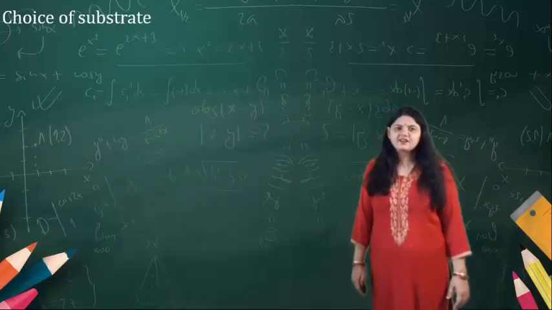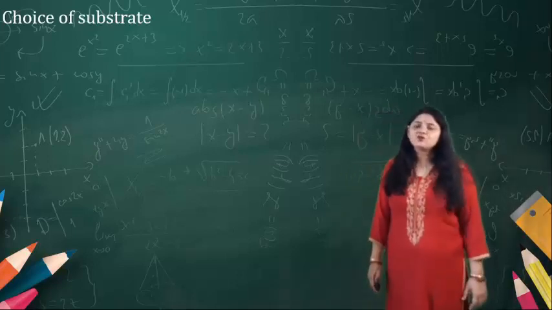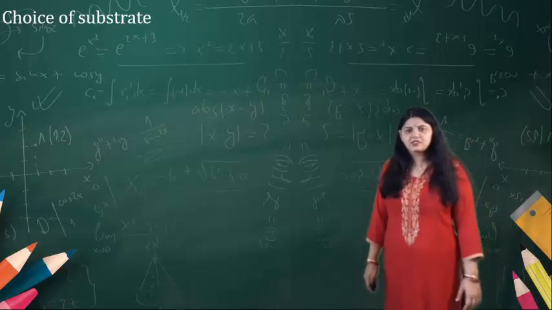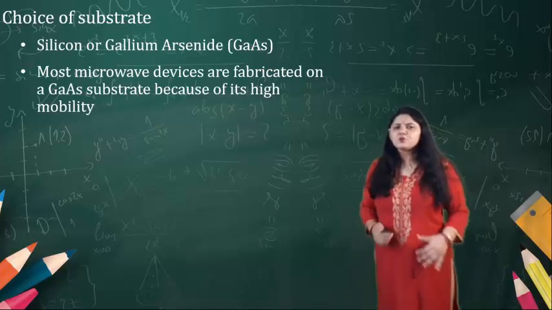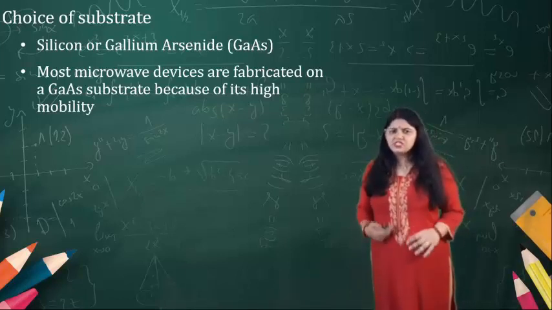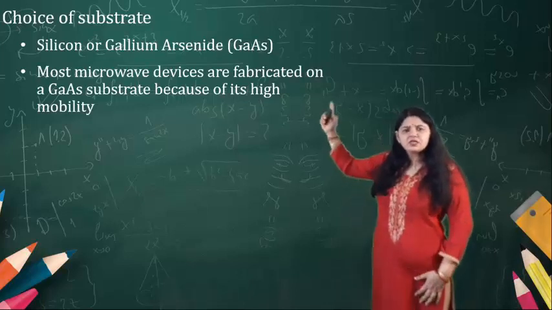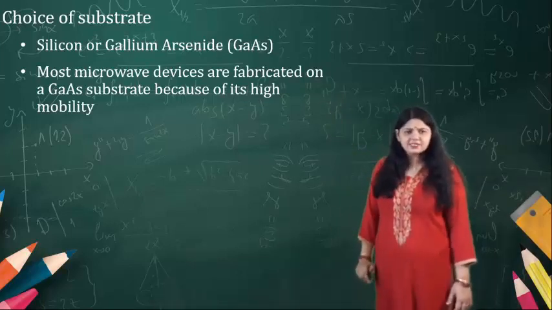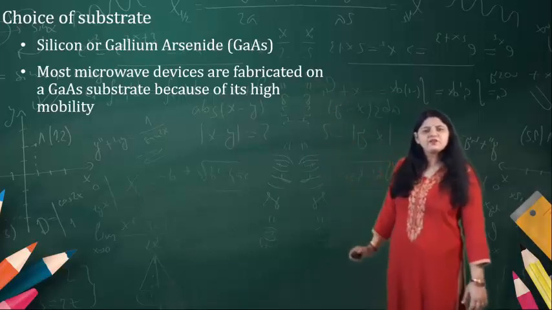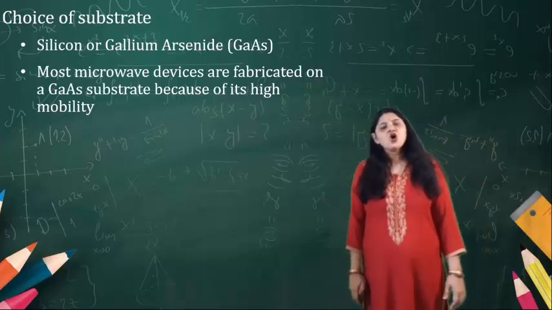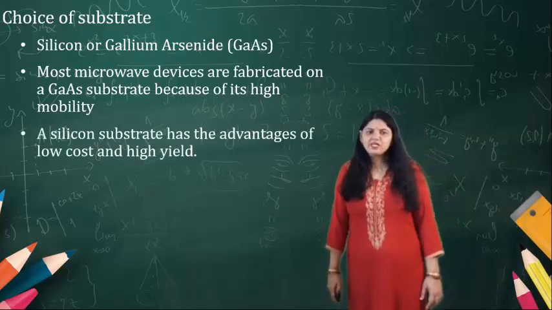Now while we are making the diode, there is the choice of the substrate. How can you choose a substrate material which provides high mobility of the electron? That kind of substrate we can choose. Here silicon or gallium arsenide can be used. Most of the microwave devices are fabricated on a GaAs substrate because of its high mobility.